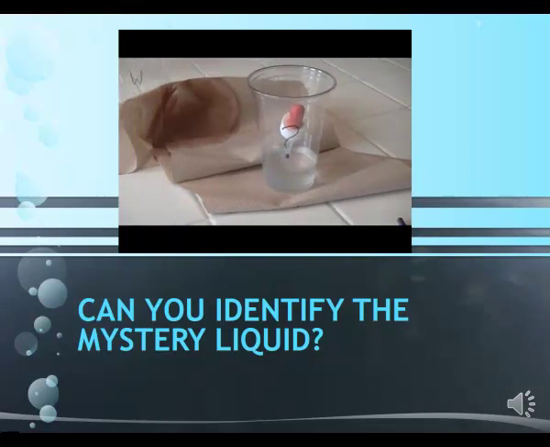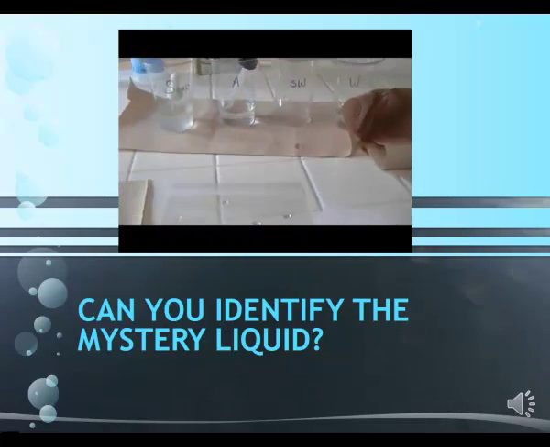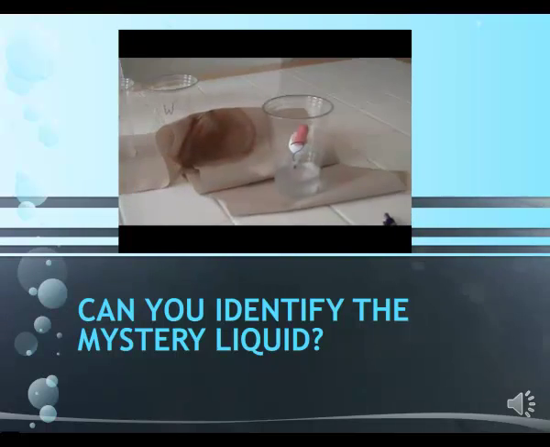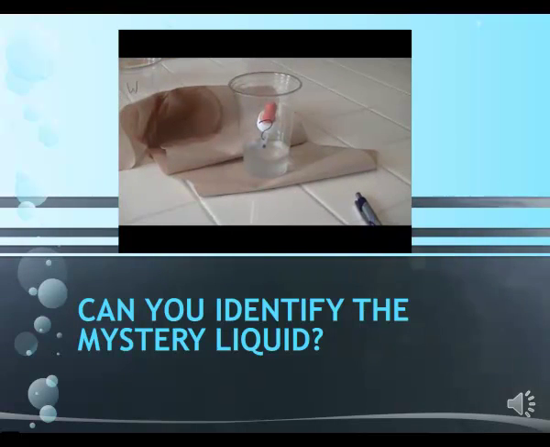So I hope that you had fun learning about some of the ways we can tell some of these unknown liquids apart and how we can use properties to help us.